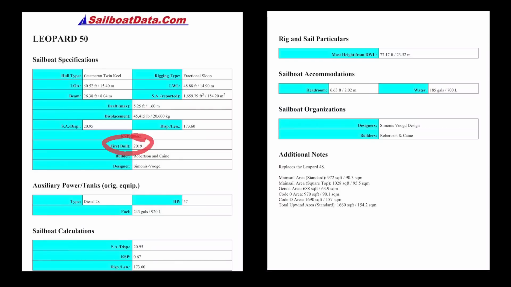All right. This is the new one. It says first built 2019, so this is probably brand new and the latest one. Yeah. Well, this is the one that replaced the 48, wasn't it? Yeah. All right. So we go through.